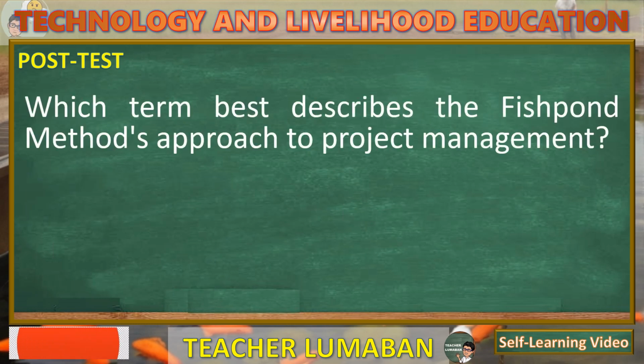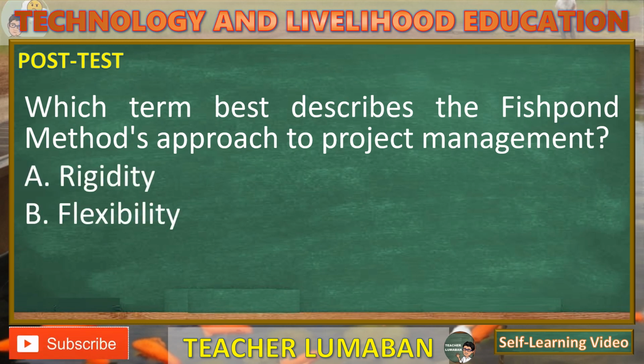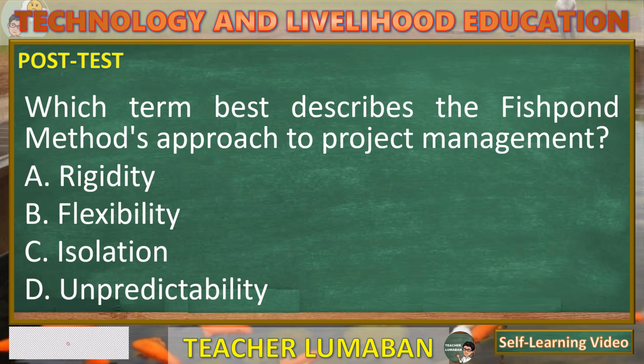Which term best describes the Fishpond method's approach to project management? A. Rigidity. B. Flexibility. C. Isolation. D. Unpredictability.